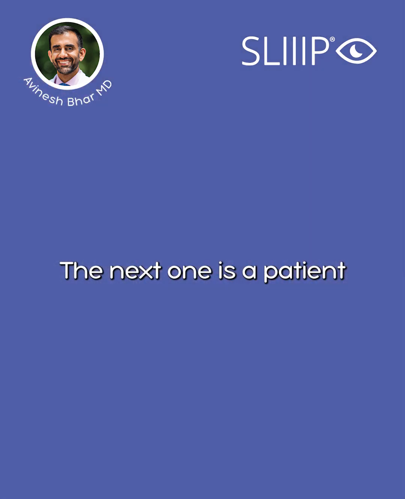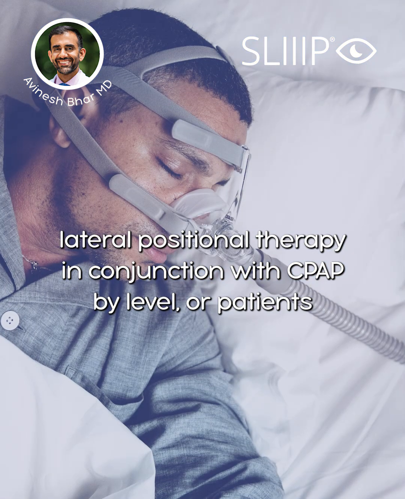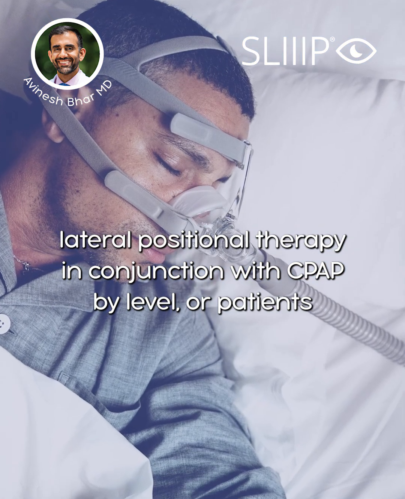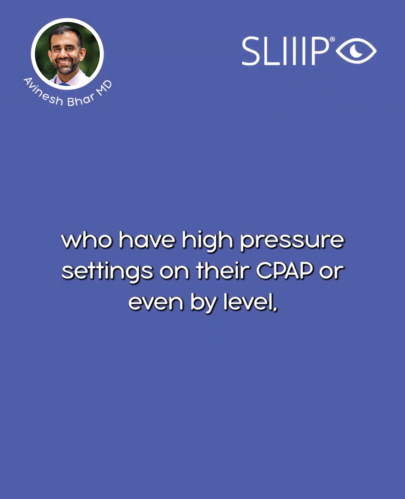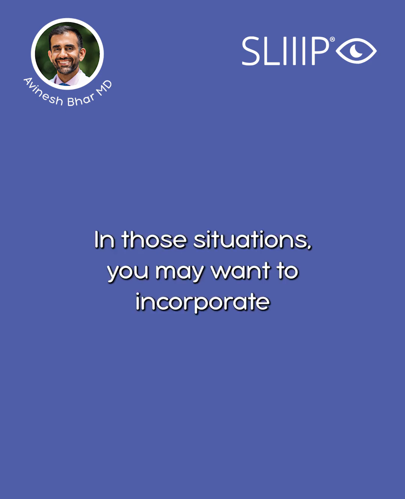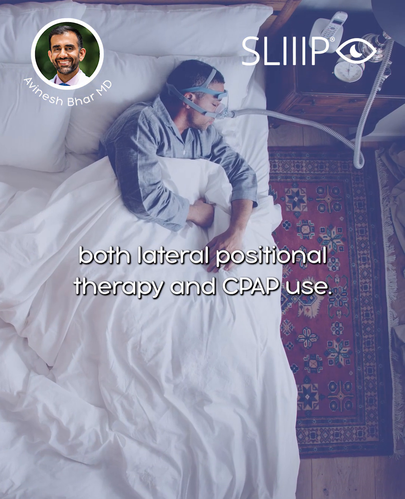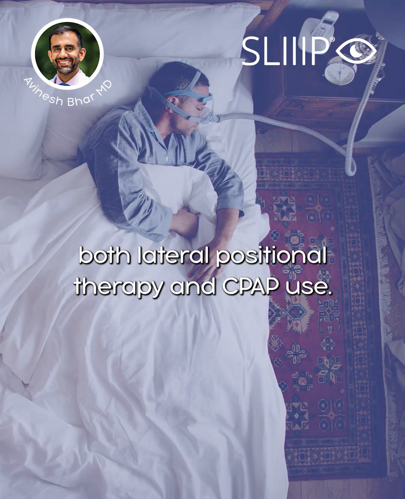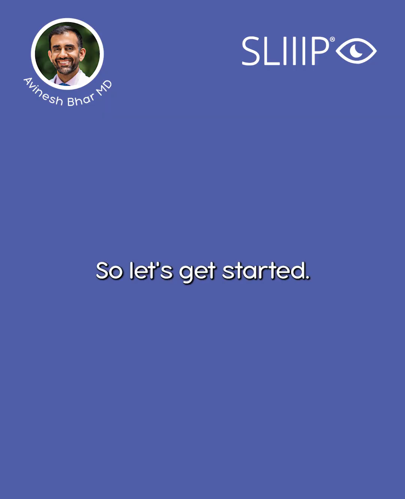The next one is a patient where you would use lateral positional therapy in conjunction with CPAP or bilevel. These are patients who have high pressure settings on their CPAP or even bilevel, and they can't tolerate the high pressure settings. In those situations, you may want to incorporate both lateral positional therapy and CPAP use. Alright, so let's get started.